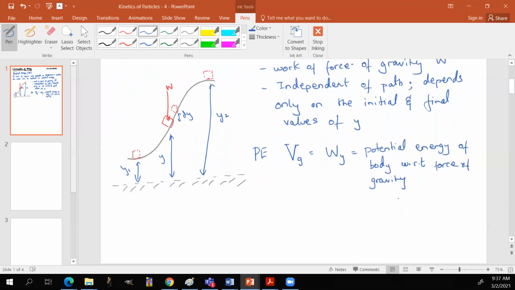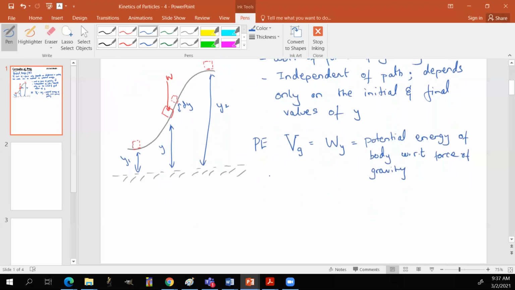Right, so if we take a look at the work done from getting from point 1 to point 2, you can say that that's basically equal to the potential energy of the body at position 1 minus the potential energy of the body at position 2, right? And due to gravity, we know that that's just equal to mg y1 minus mg y2, like that, right?